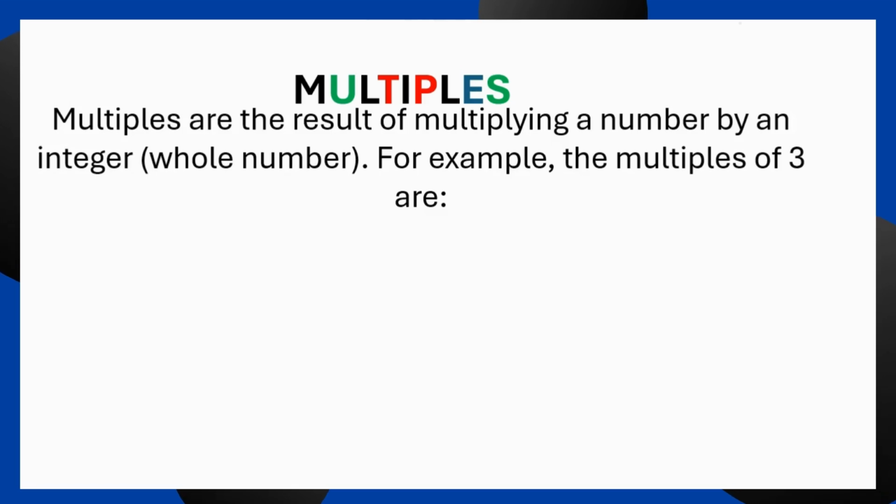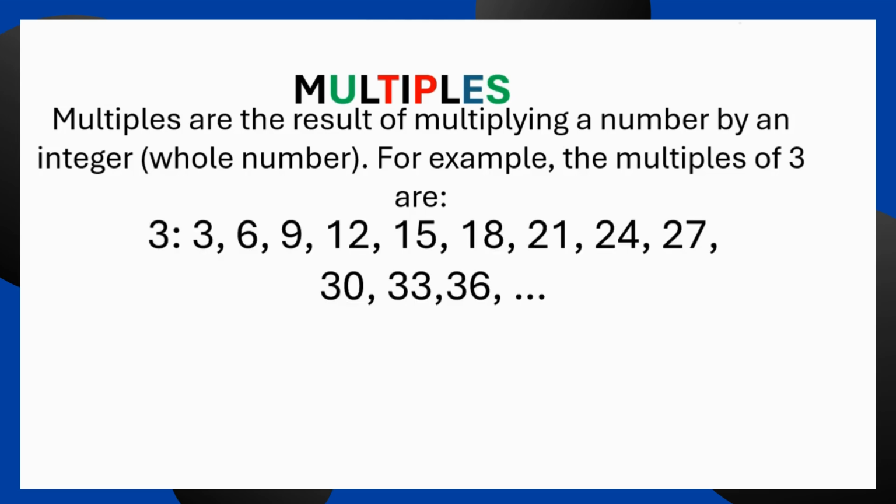Multiples are the result of multiplying a number by an integer, that is, a whole number. For example, when you are asked to find the multiples of 3, you begin to multiply 3 by the whole numbers. So the first multiple of 3 is 3. And how do you get that? 3 times 1. The second multiple of 3 is 6, which is 3 times 2.